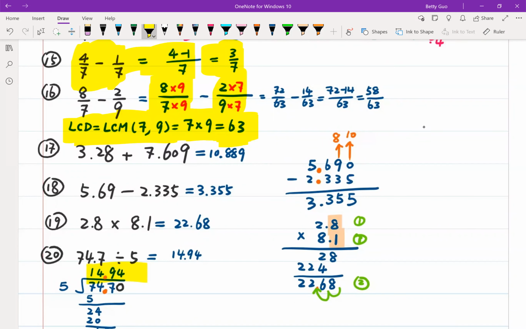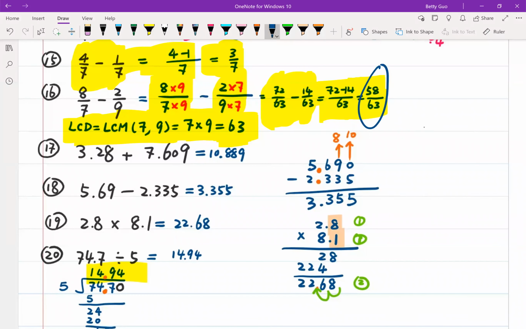Then the first fraction becomes 72 over 63. Second fraction becomes 14 over 63. Once the two fractions have the same denominators, keep the bottom, solve the top. 72 minus 14 gives 58. The difference of the two fractions is 58 over 63.